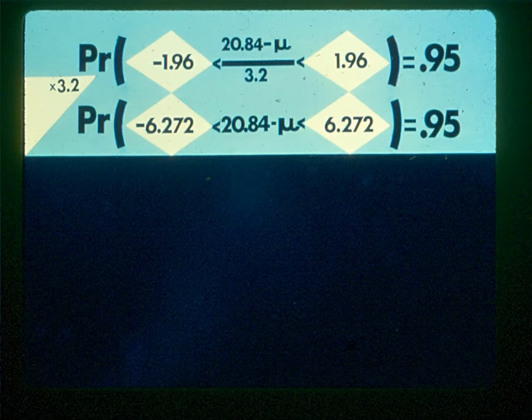The mathematical manipulations are as follows. Starting with the expression at the top, we first multiply each part of the expression inside the parentheses by 3.2, as noted on the left, to get an equivalent probability statement which has 20.84 minus mu at its center and minus 6.272 and plus 6.272 as its lower and upper limits respectively.